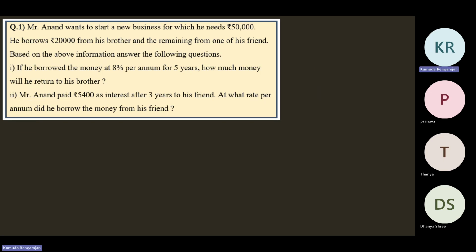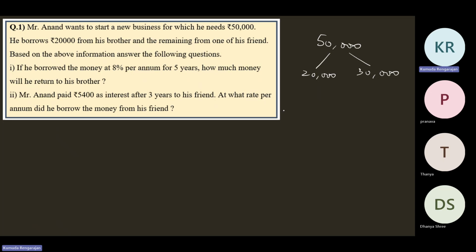Mr. Anand wants to start a new business for which he needs rupees 50,000. He borrows 20,000 from his brother and the remaining from one of his friends. Based on the above information, answer the following questions. Okay, so Anand wants 50,000. He borrows 20,000 from his brother and the remaining 30,000 from one of his friends.